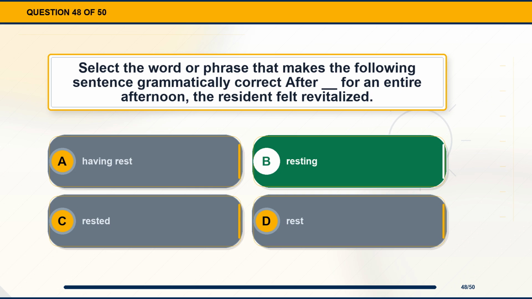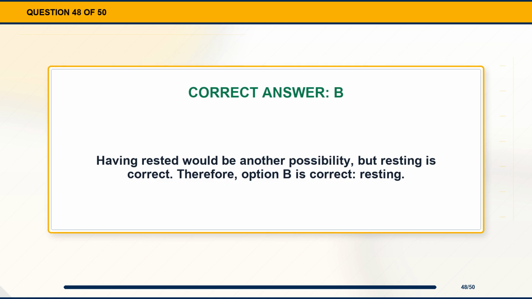The correct answer is option B, resting. Explanation: having rested would be another possibility, but resting is correct. Therefore, option B is correct, resting.